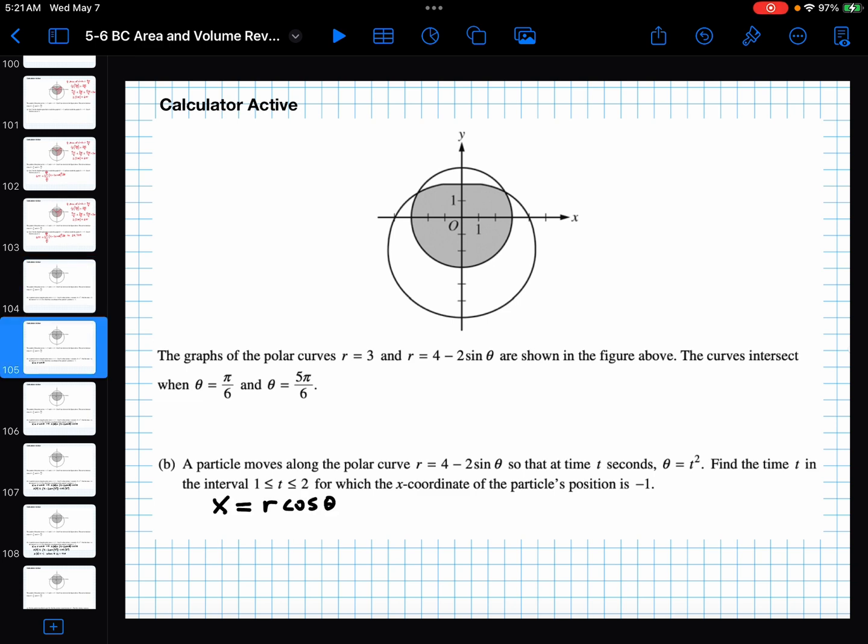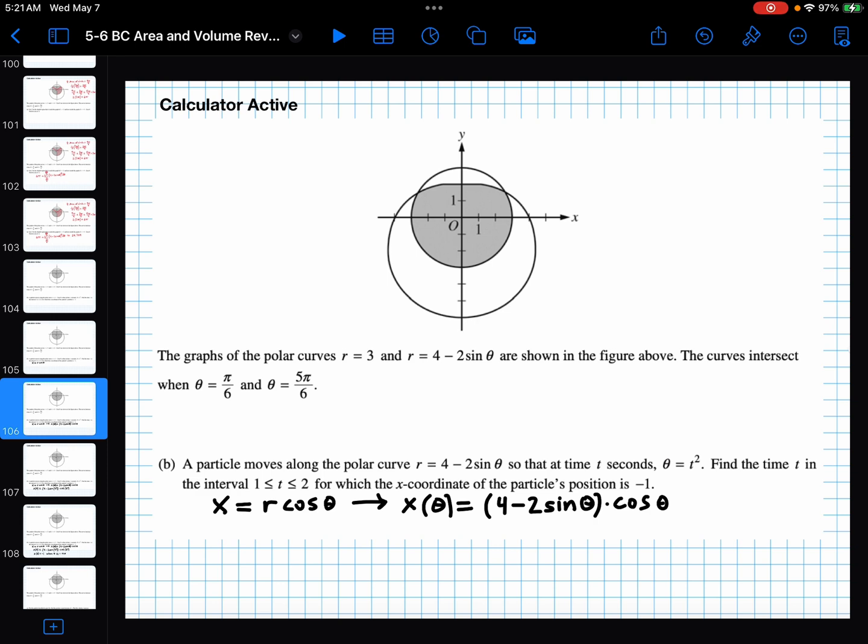All right, so from polar curves, when you go from polar to rectangular coordinates, or the other way around, there are these conversion equations. If you want to convert to x, x equals r times cosine theta. And I know what r is. It's that 4 minus 2 sine theta, so I could do a substitution. But again, they want this in terms of t.